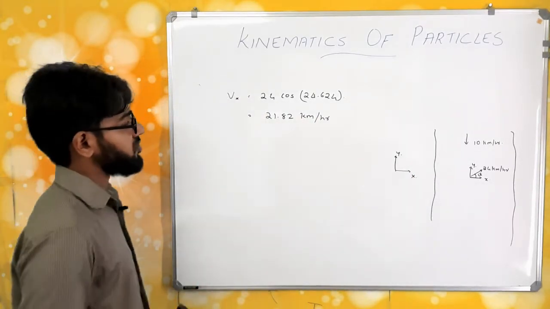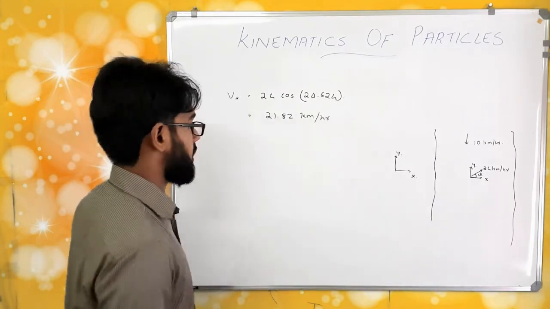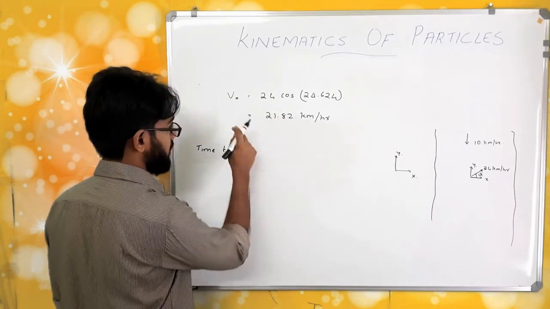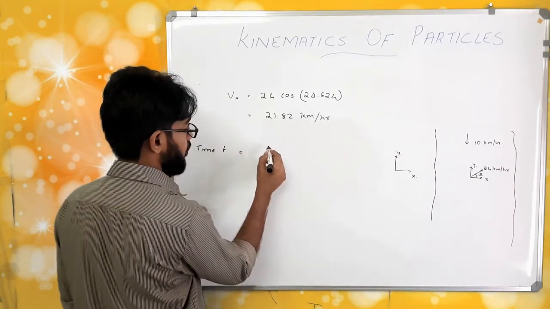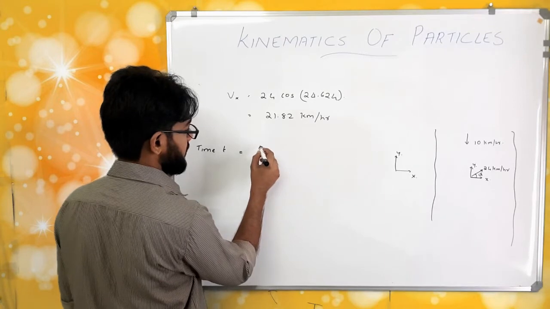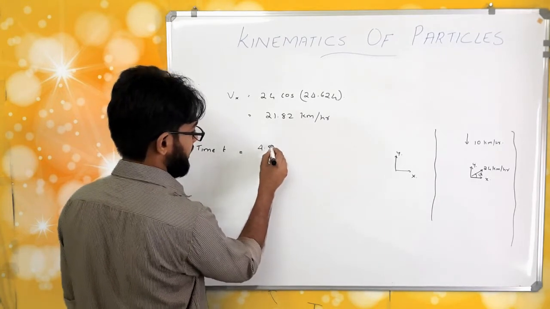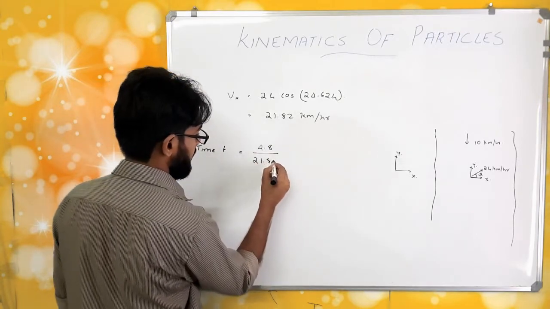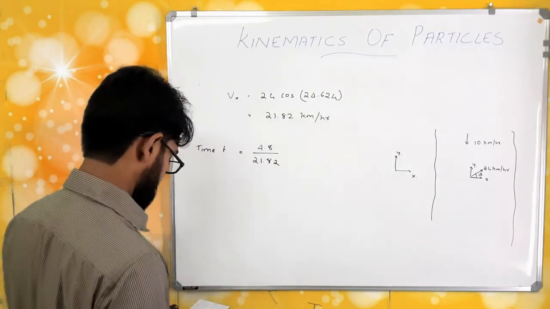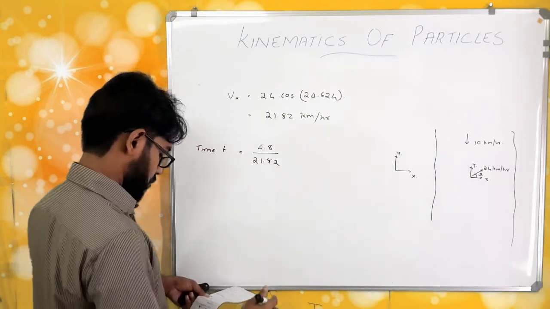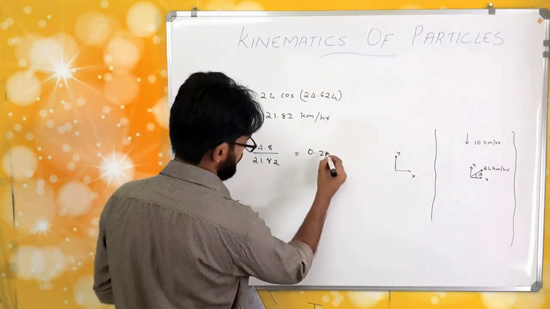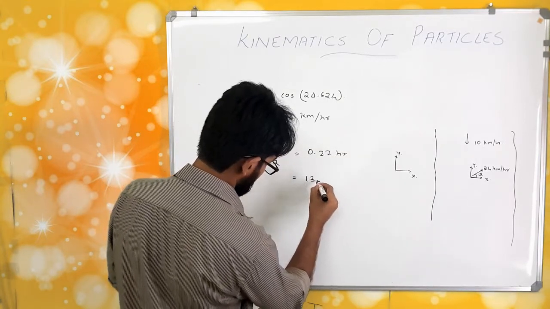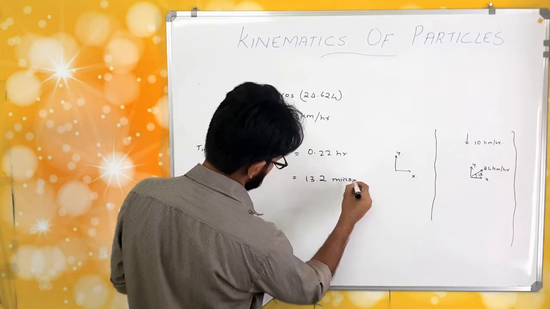Now the next part of the question is finding the time. Now the time required to cross this river will be equal to the corresponding distance, that is 4.8 kilometer divided by the velocity 21.82 kilometer per hour. So this will be equal to 0.22 hours approximately, which is equal to 13.2 minutes.